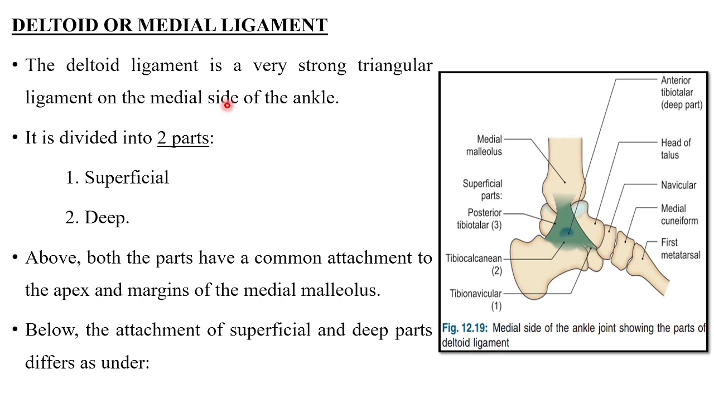So next one is one of the collateral ligaments, that is your medial collateral ligament, otherwise known as your deltoid ligament. The deltoid ligament is a very strong triangular ligament on the medial side of the ankle. It is divided into 2 parts mainly, that is your superficial part and deep part. Above, both the parts have a common attachment to the apex and margins of the medial malleolus. Below, the attachment of superficial and deep parts differs as under.